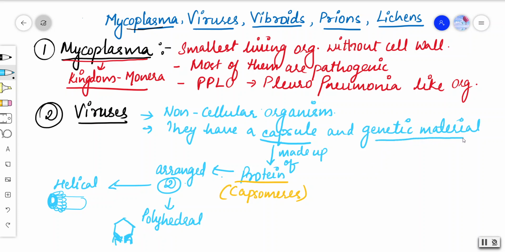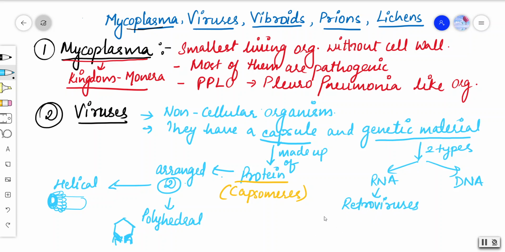Now the genetic material. Genetic material is of two types here: one is RNA and the other one is DNA. The viruses can be of two types, those having RNA and those having DNA. Those viruses having RNA are also known as retroviruses. Clear?